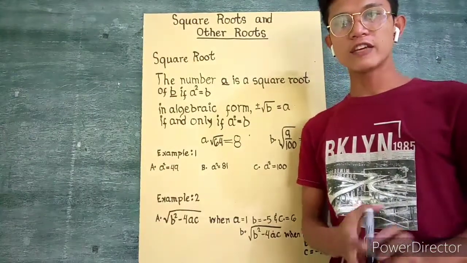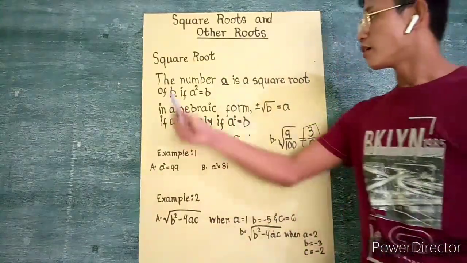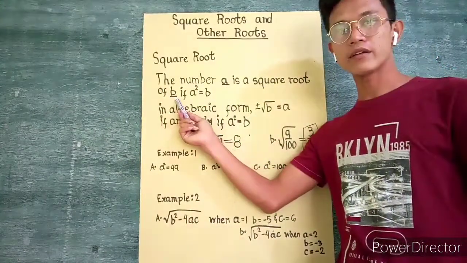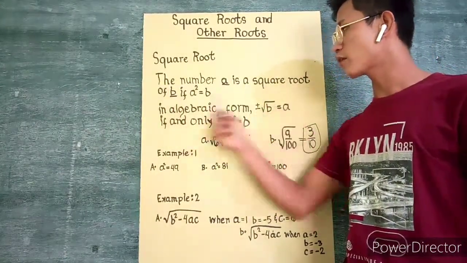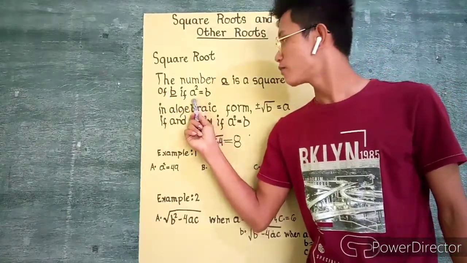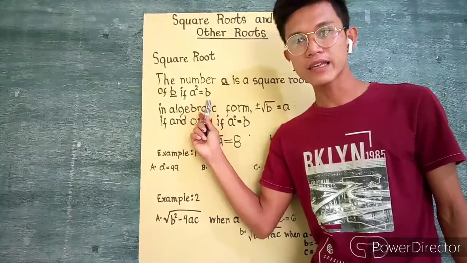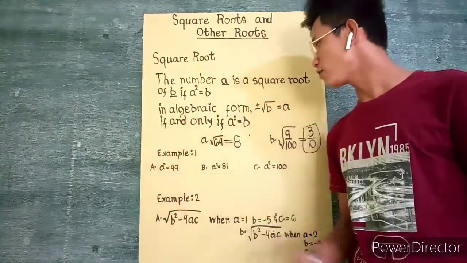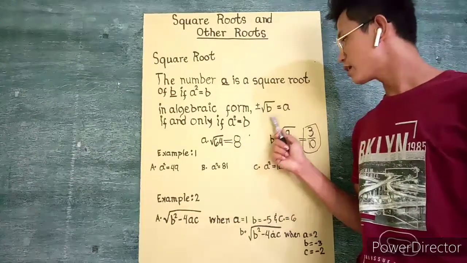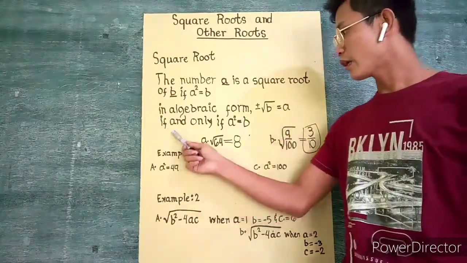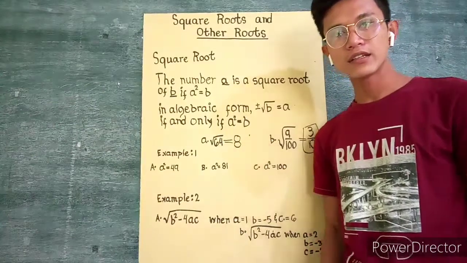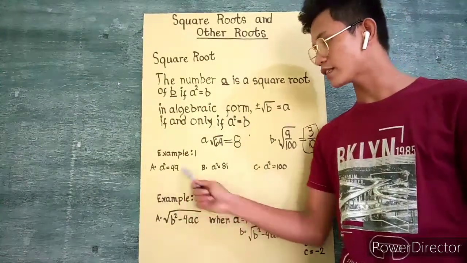Okay, in definition, the number A is the square root of B if A squared equals B. In algebraic form, we have positive or negative square root of B is equal to A if and only if A squared is equal to B. Okay? To make you better understand, let's have an example of this definition.